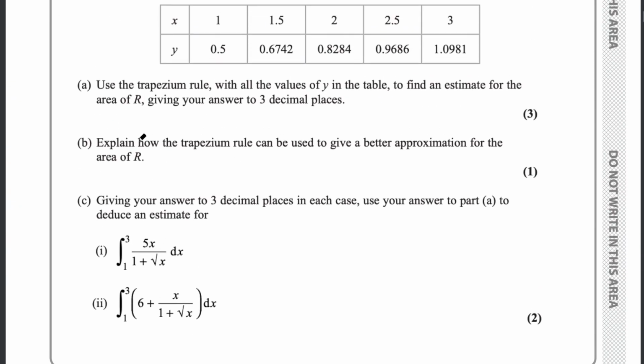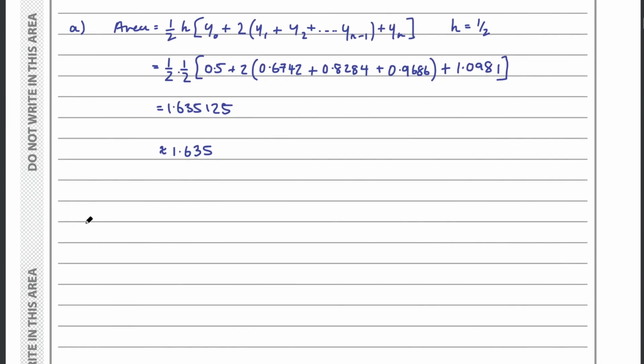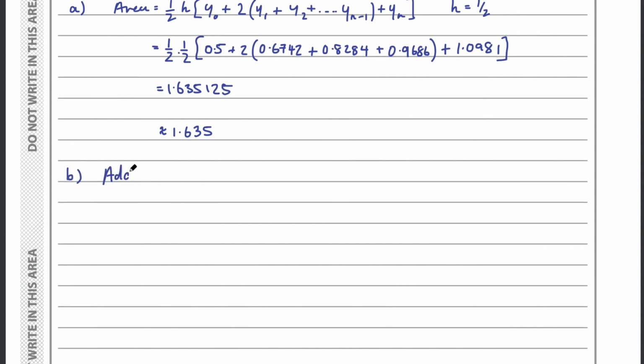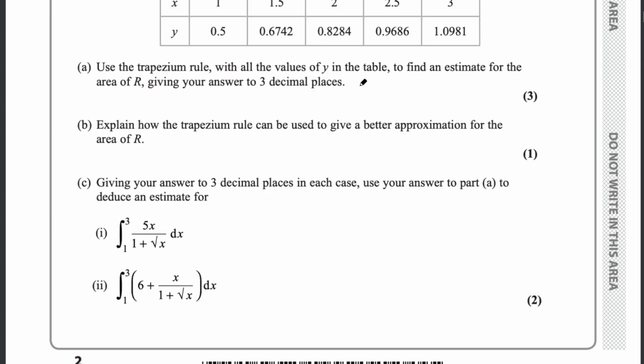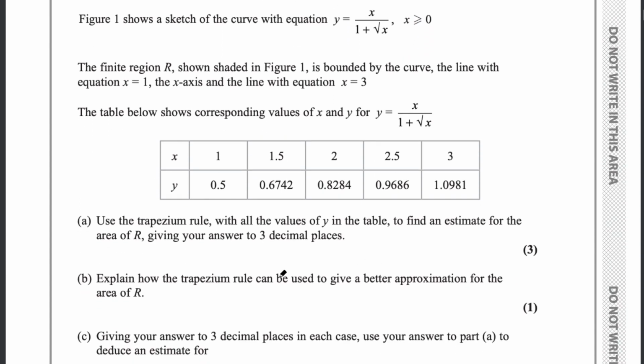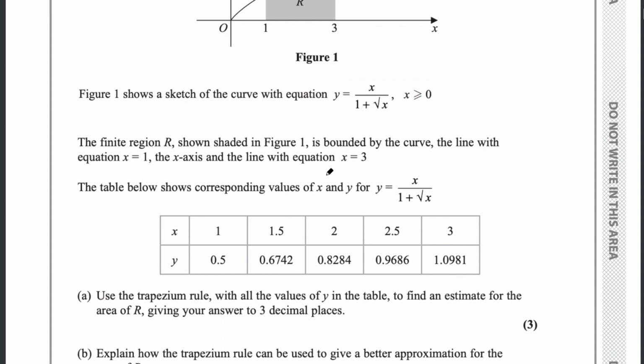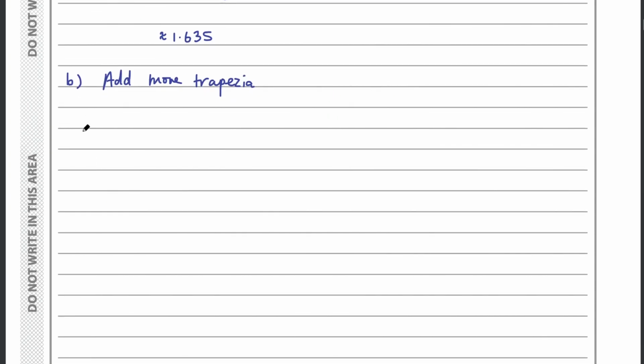Okay, that was part A. Part B says explain how the trapezium rule can be used to give a better approximation for the area of R. So just add more trapezia or decrease the width of the strips, or however you want to state that. You're given 4 trapezia for this example, and if you want to get a better approximation, just increase the number of those trapezia, and that'll give you a closer approximation to R. So however you want to state that in your answer for B is fine.